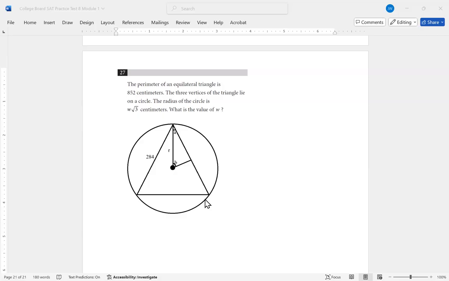Now, the radius will be from one point all the way to the center of the circle. So the radius goes from one vertex to the center of the circle. We know that's w times square root of 3. Don't worry about that too much. Here's the other thing. Since the 3 angles of a triangle have to add to 180 degrees, that means each angle of an equilateral triangle is going to be 60 degrees.